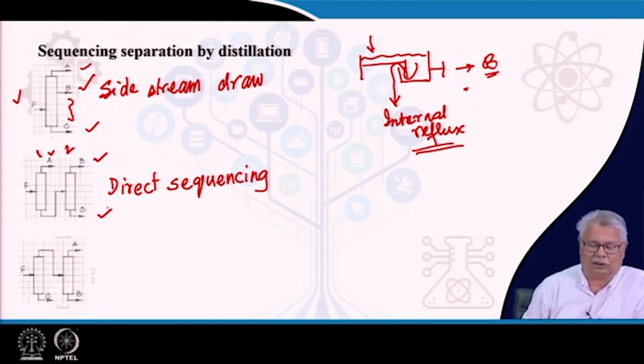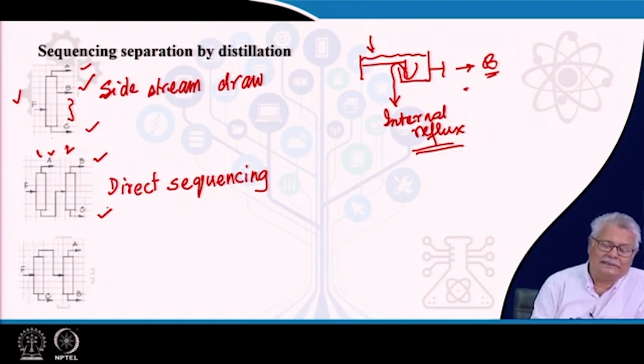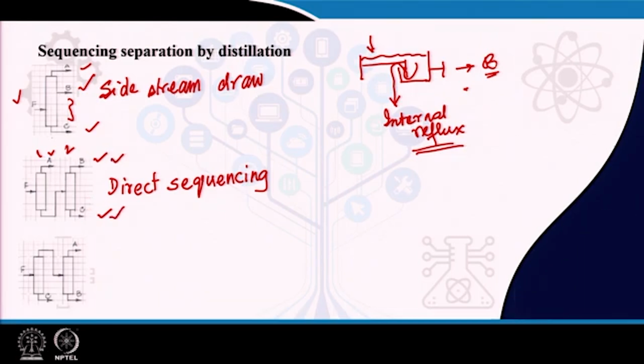That means here there is one big advantage, perhaps you should ask me, that why use one additional column. The first advantage that you have is you can check and change the split between this stream and this stream more easily, because this stream particularly becomes independent. If you want to have a larger variation in the quality of B, it is possible in this direct sequencing operation. There are quite a few other advantages also.